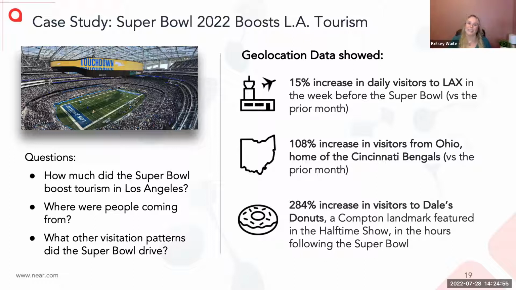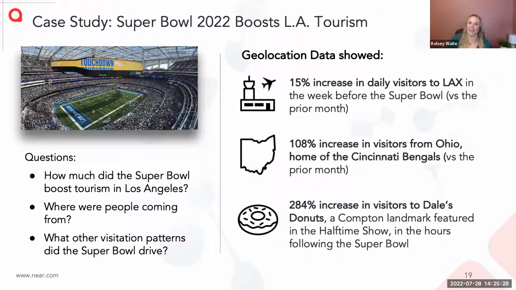And when we looked at the data, we saw there was a 15% increase in daily visitors to LAX in the week before the Super Bowl versus the prior month, so prior being December. And a 108% increase in visitors from Ohio, which is not a surprise, but is super fun since it is the home of the Cincinnati Bengals, which were playing the LA Rams. And that, again, that 100% increase is versus the prior month, which was December 2021.